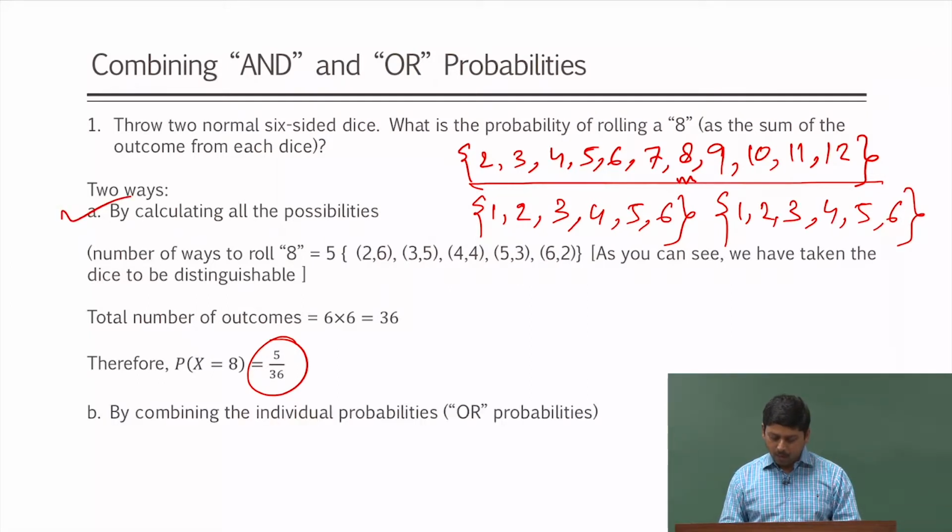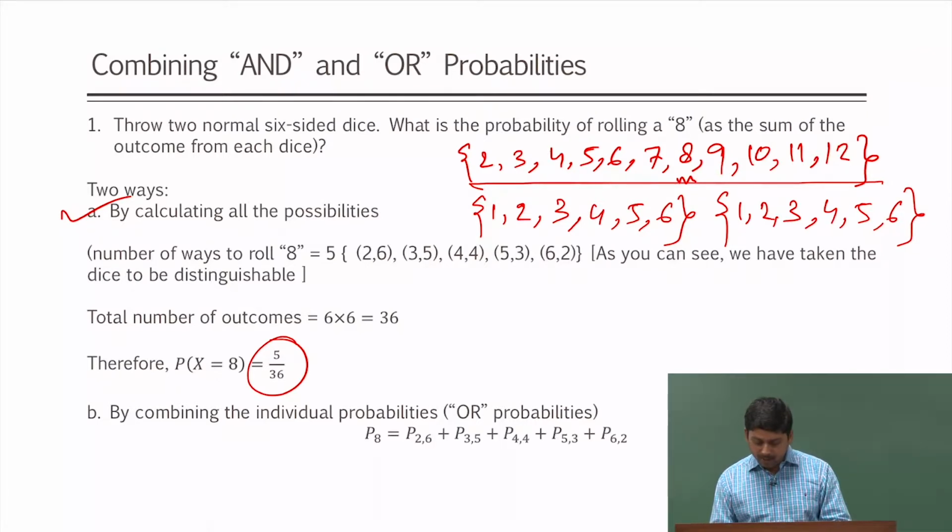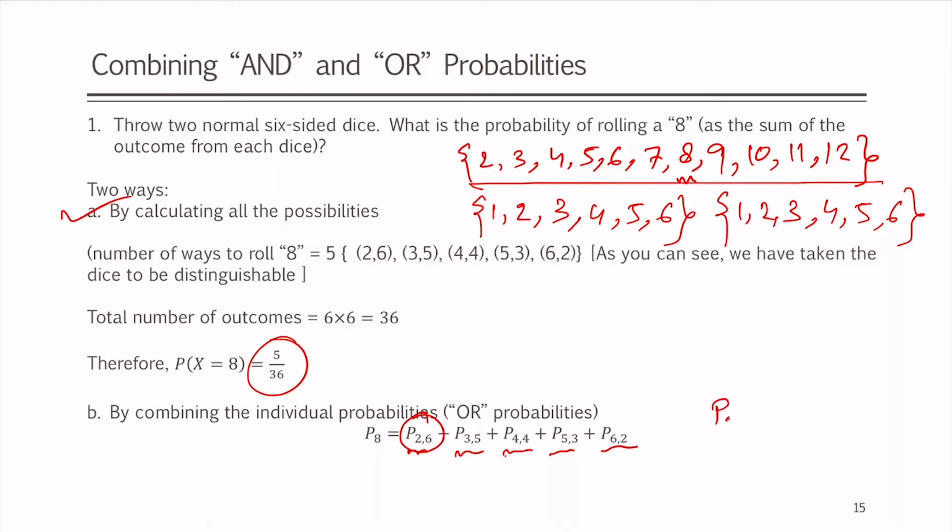Now, second way, by combining the individual probabilities, AND and OR probabilities. So, we say that 8 can be obtained from either 2 and 6, or 3 and 5, or 4 and 4, or 5 and 3, or 6 and 2. I am saying OR, so I am adding up, but when I talk about 2 and 6, then this is P2 multiplied by P6, because I need 2 and 6 in order to get 8. So, that is an AND probability for each of them, whereas between them that is OR probability.